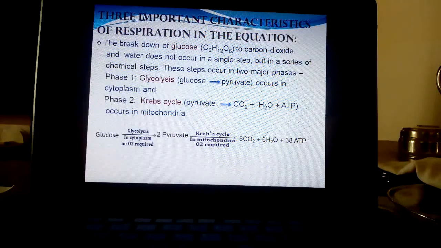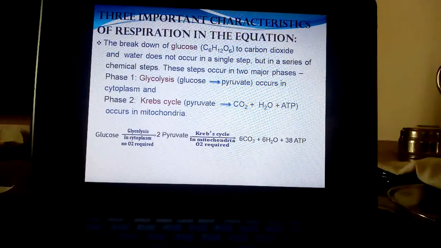This reaction is represented by an equation: C6H12O6 plus 6O2 in the presence of enzymes give rise to 6CO2 plus 6H2O plus energy. Is it clear? Now, the breaking down of glucose will take place in an important series of reactions. Three important characteristics of respiration in the equation are: first one, the breaking down of glucose to carbon dioxide and water.